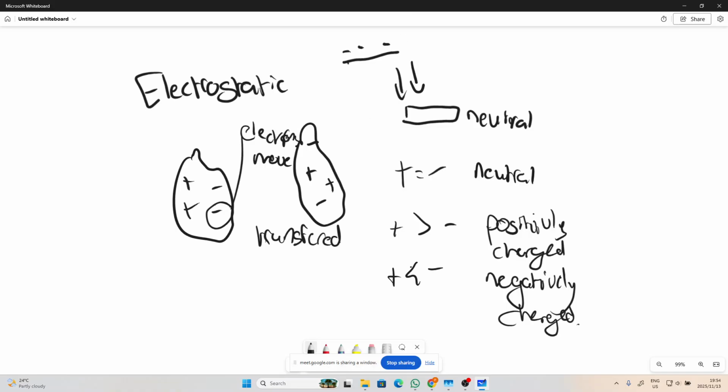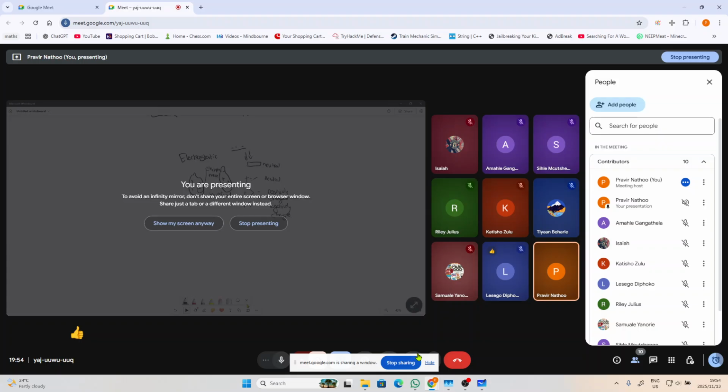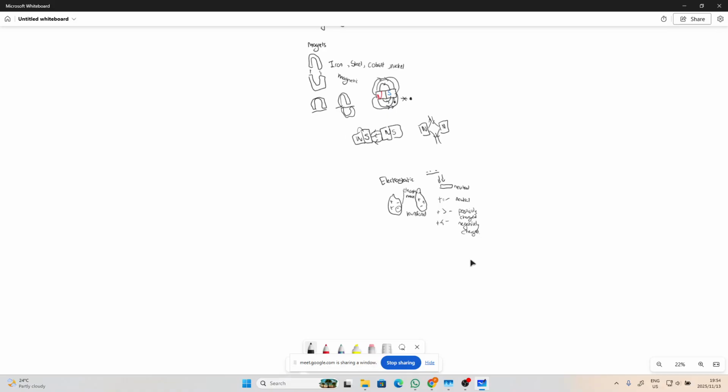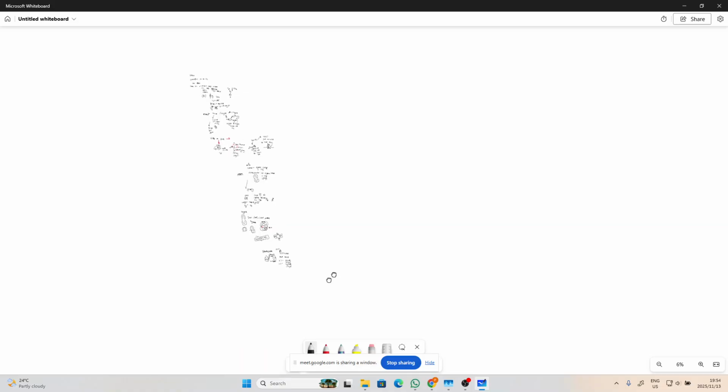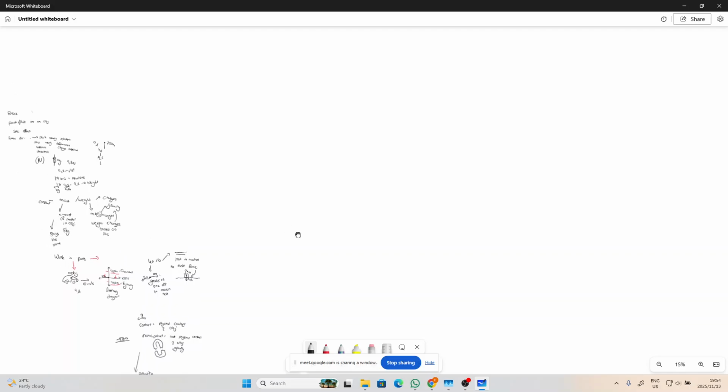Simple, right? Lightning and safety, that's common sense. That's it for forces. Does everyone understand forces? Let me just go next to this one.